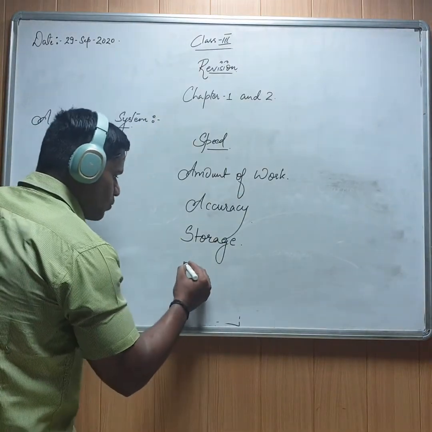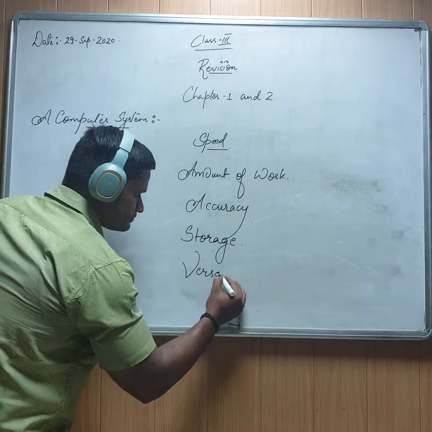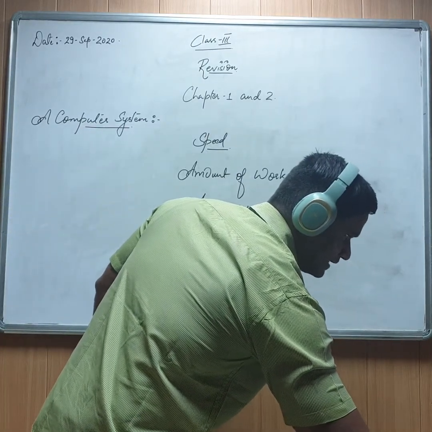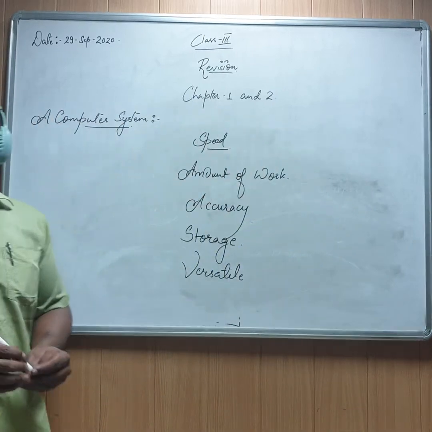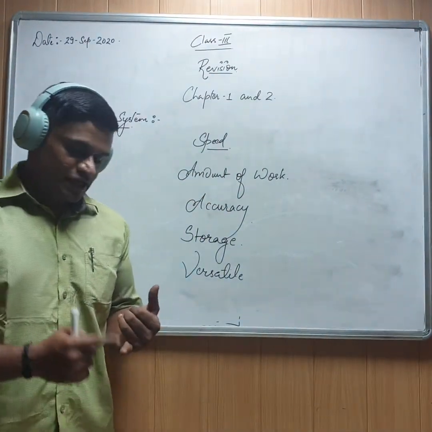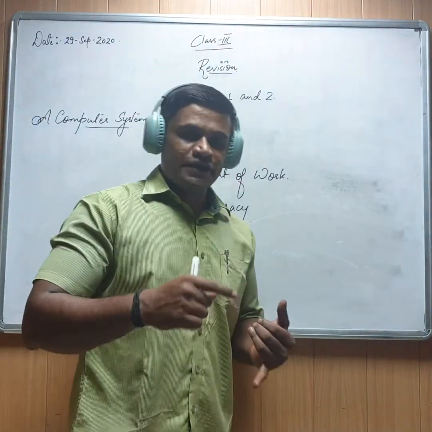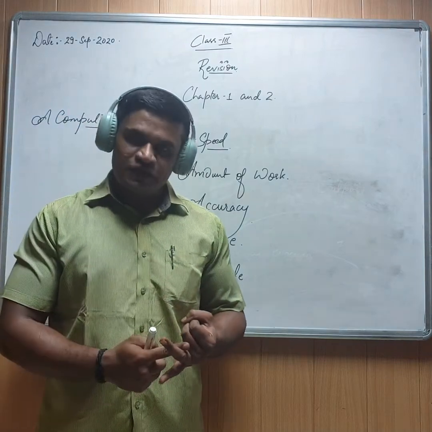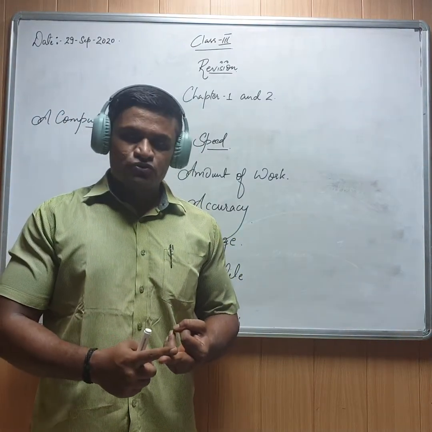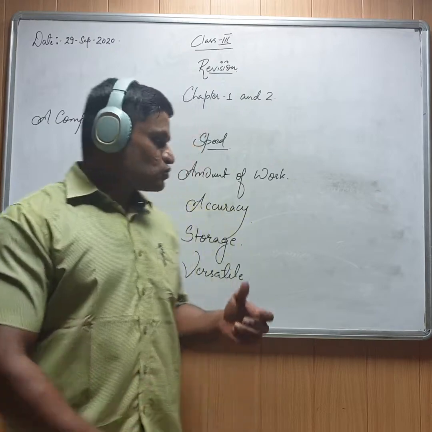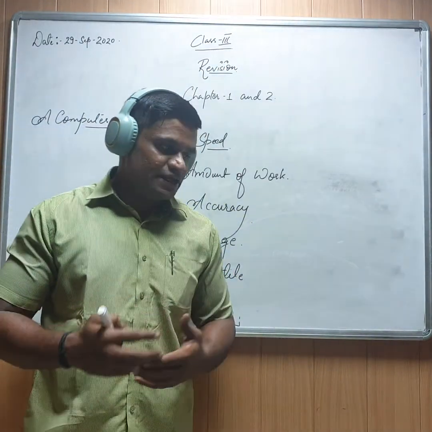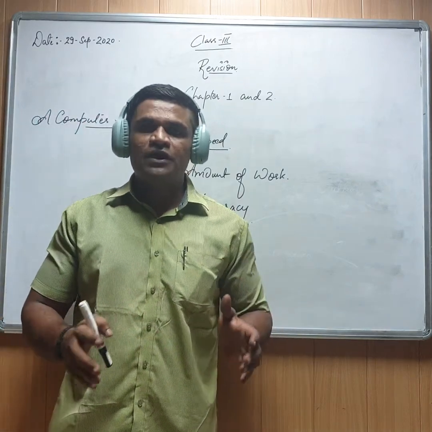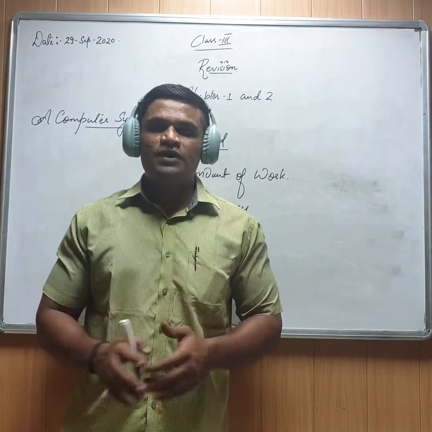And the fifth is versatile nature. What do we mean by versatile? That it is capable of doing many other functions. It can write text, it can draw, it can play music, we can watch movies on it, we can do different types of calculations, and it can be used to operate different kinds of machines. So a computer is versatile in nature. That means a single system itself is capable of serving more than one requirement.